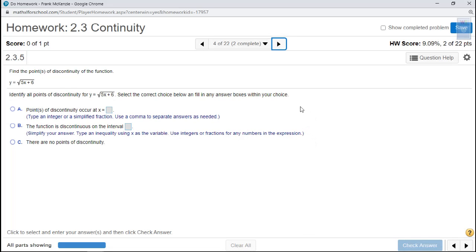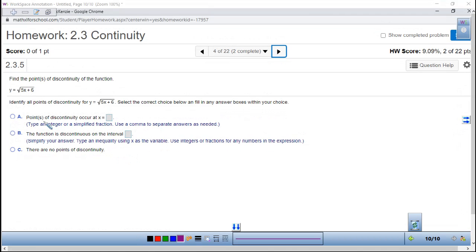All right, same thing here. The points of discontinuity of the function. In this case, you got to remember you cannot take the square root of a negative number. So we're not just going to have a point of discontinuity. We're going to have a huge area where the thing is discontinuous.